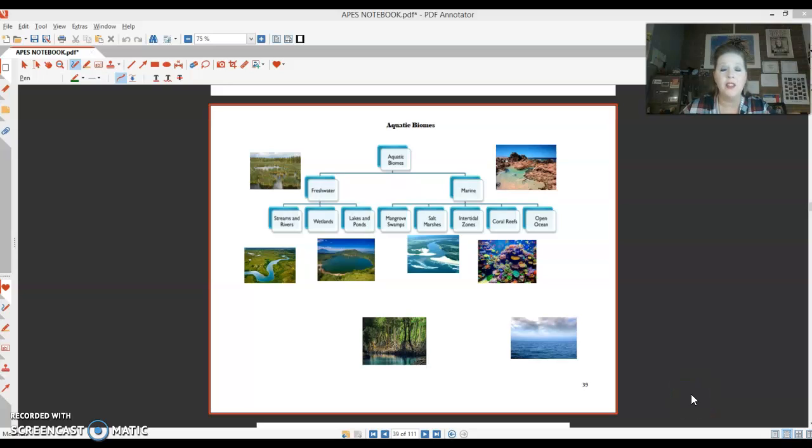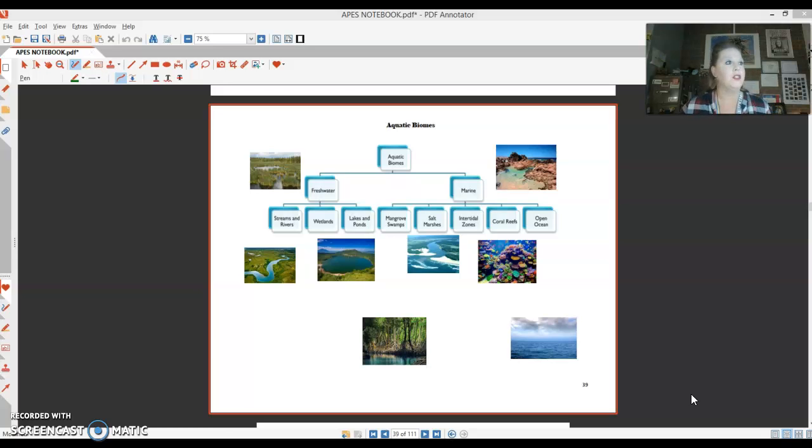Hey everybody! So we just finished up talking about terrestrial ecosystems, so today we're going to move on to the aquatic biomes. And it's more than simply just lake, river, ocean. There's lots of different types of freshwater and saltwater ecosystems that we're going to look at.